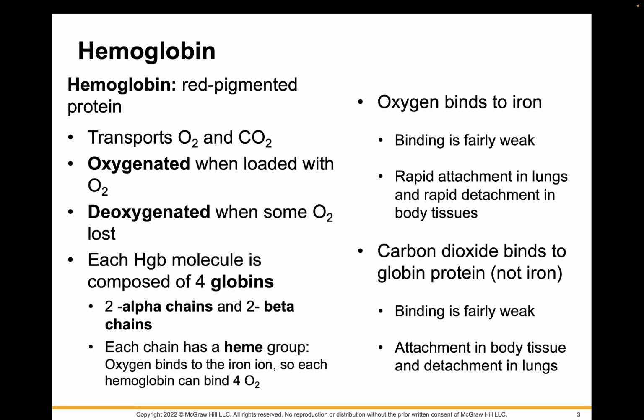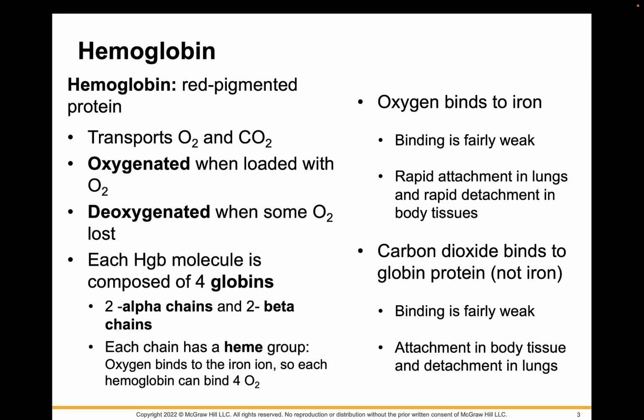Now, one of the things to remember here is that the binding between oxygen and iron is going to be relatively weak. And this is important because we want it to be reversible. So in the lungs, hemoglobin will be able to pick up that oxygen, but when it gets to tissues, it'll be able to release that.